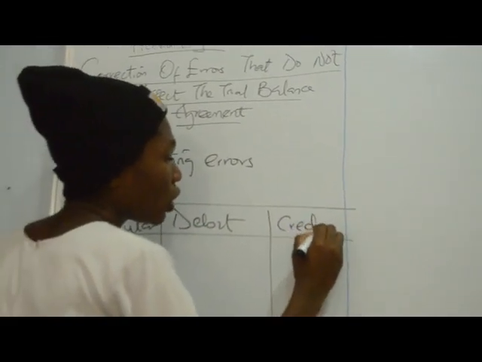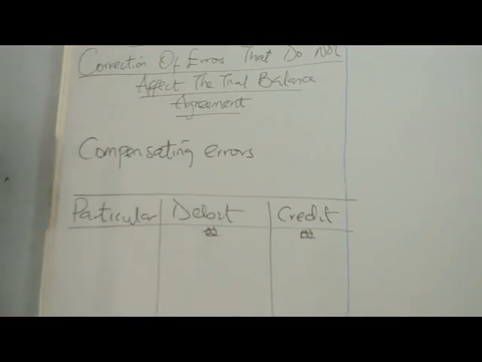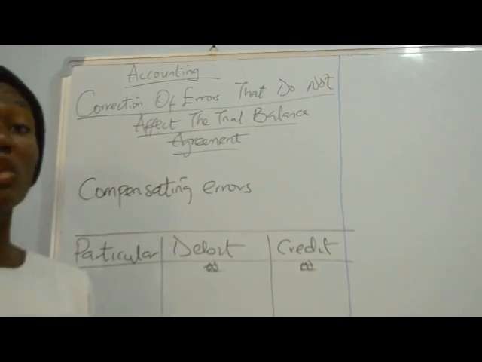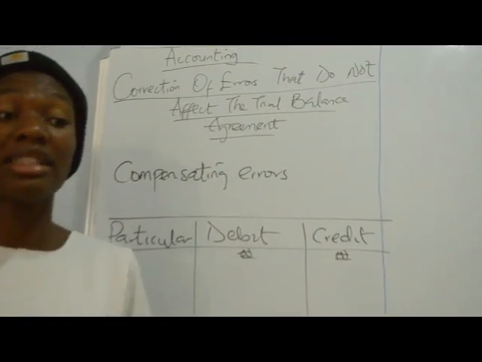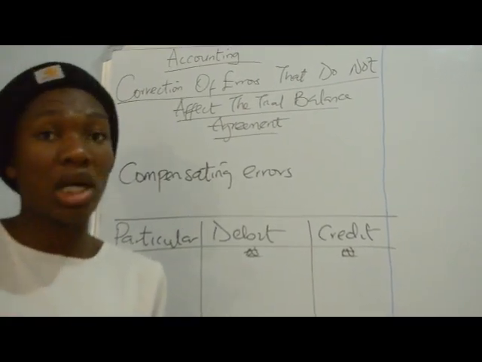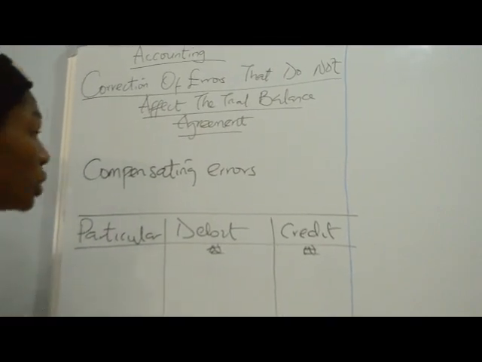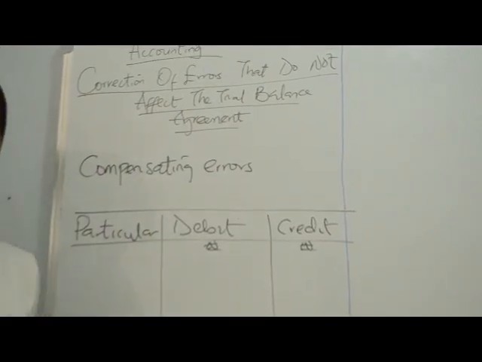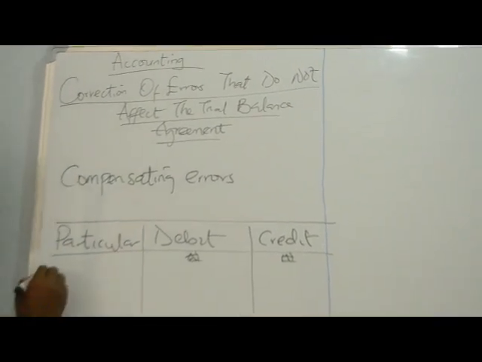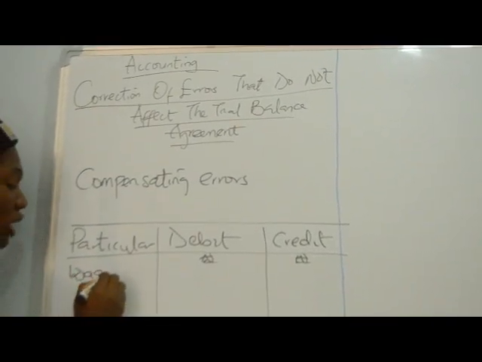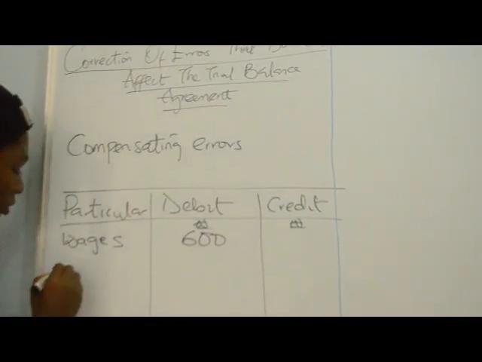Now, in correcting this compensating error, like I said, we were given that our sales account was undercast. Since it was undercast, meaning the value there is not up to the normal amount, in balancing that up, sales is a credit item, so we'll be crediting our sales. But at the same time, wages is a debit item, that will be coming first. Wages was also undercast, so in correcting that, we'll be debiting our wages to balance off.